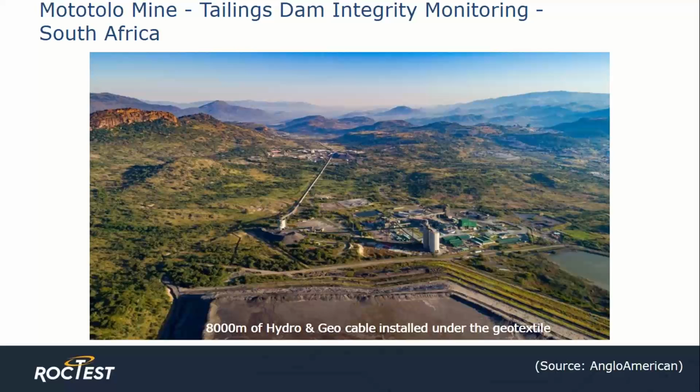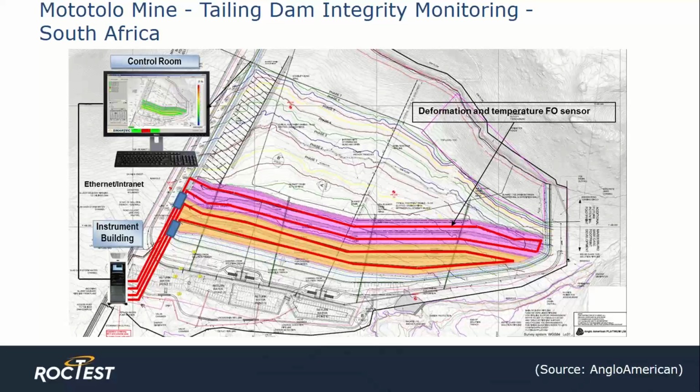Mototolo is a hillside tailings impoundment of 115 meters in height with a maximum footprint area of 1.4 square kilometers and is capable of storing 65 million cubic meters of tailings material. This graphic shows a plan view with elevation contours. The Hydro&Geo cable installation is depicted in red near the bottom of the drawing.